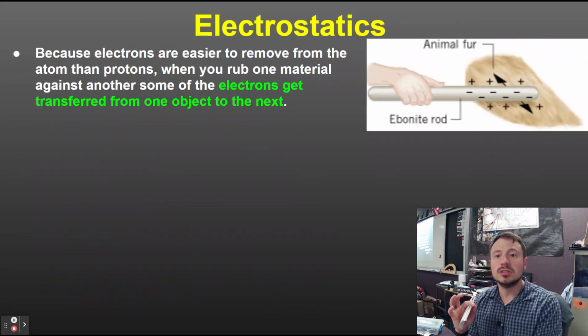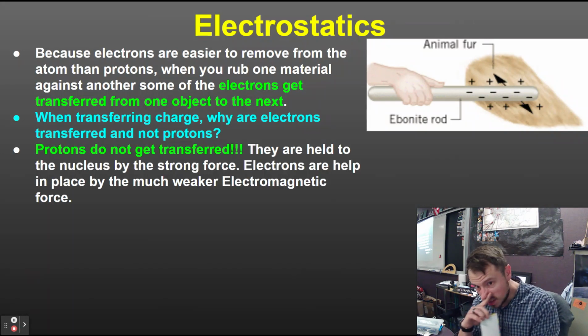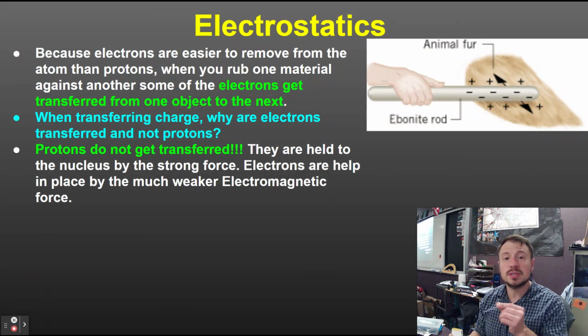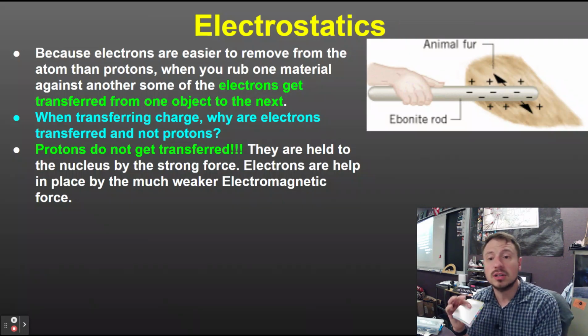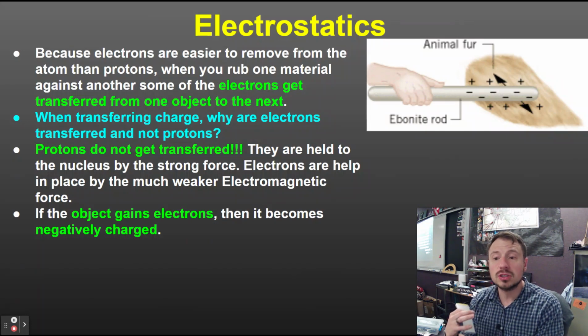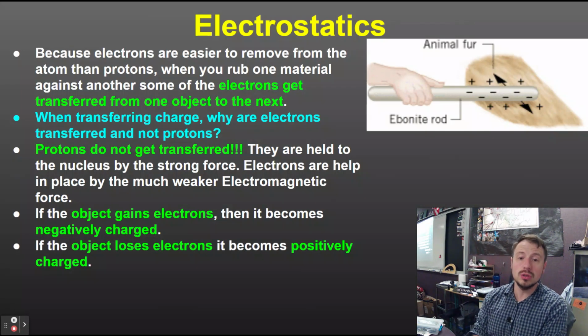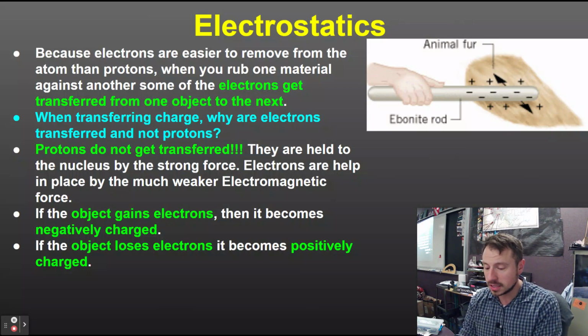So because electrons are easier to remove from the atom than protons, when you rub one material against the other, some of the electrons get transferred from one object to another. Protons do not get transferred, and that's because they're held in place in the nucleus by the strong force. Electrons are held in place by the much weaker electromagnetic force. So if an object gains electrons, it becomes negatively charged. If an object loses electrons, it becomes positively charged.